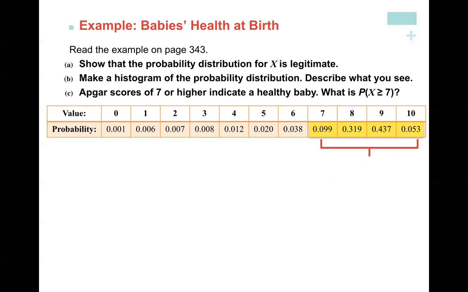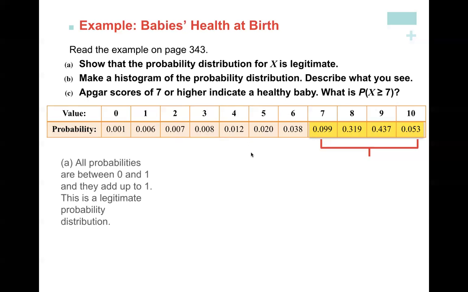So A, B, and C show that the probability distribution for X is legitimate. Remember, there's 2 things you're going to check there. First of all, every one of these probabilities is legitimate. Okay, it's valid. It's between 0 and 1. No negative numbers, no numbers greater than 1. Then all of these probabilities have to add up to 1.0. And yes, they do. So A is good.